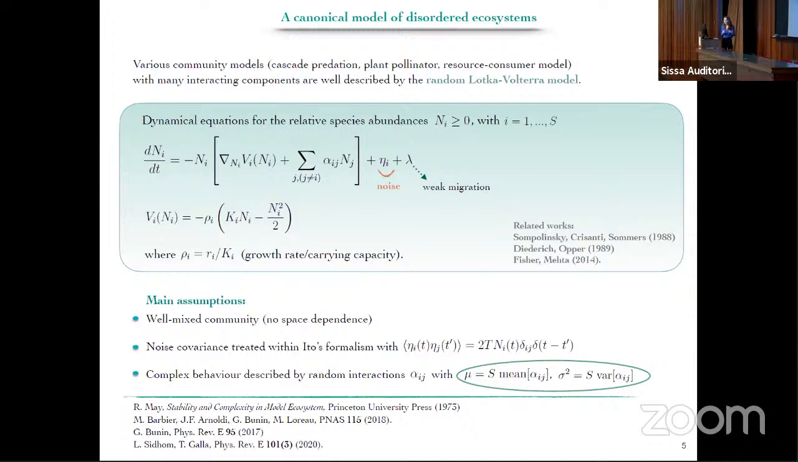And on top of that, to tackle the staggering complexity of the ecosystem, we assume these alpha_ij to be random variables. So these alpha_ij are extracted from a distribution, which is parameterized by the first two moments, mu over S and sigma squared over S. In this hypothesis, we are following Robert May, who was a pioneer in this field, the first to study stability and complexity in terms of random matrix theory techniques.